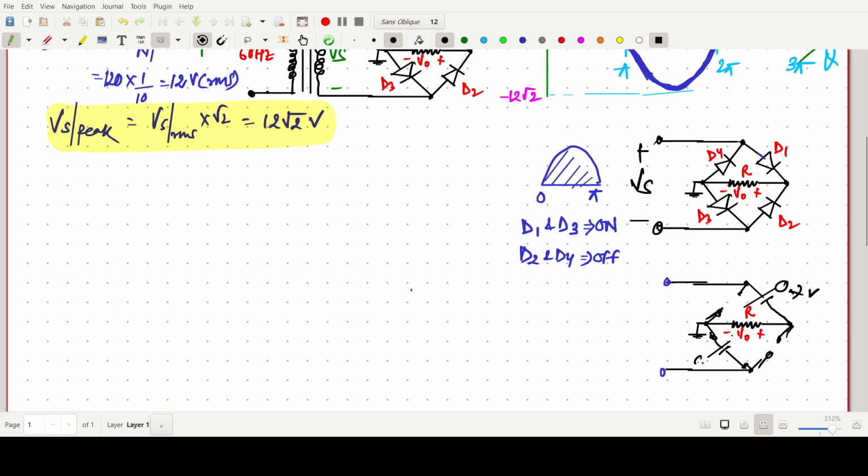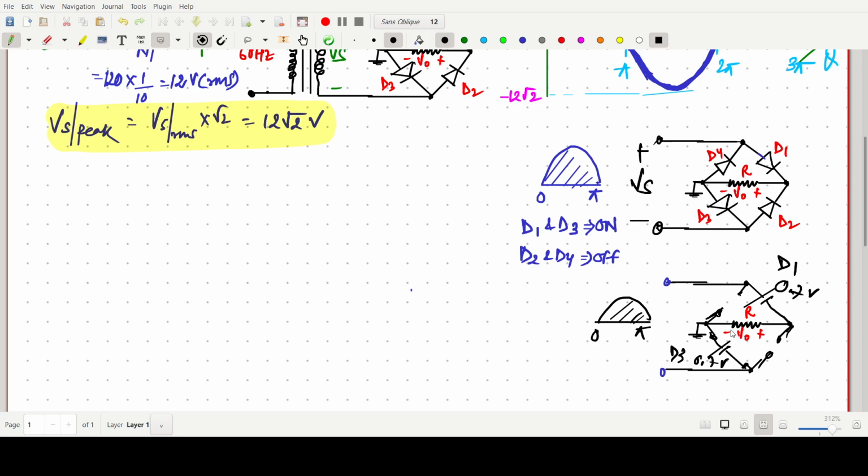So when we are giving input like this, first positive half input for 0 to pi, D1 and this D3 will be conducting, and this will be the path, and we will get the output voltage. But in this case, the output voltage we have to find.